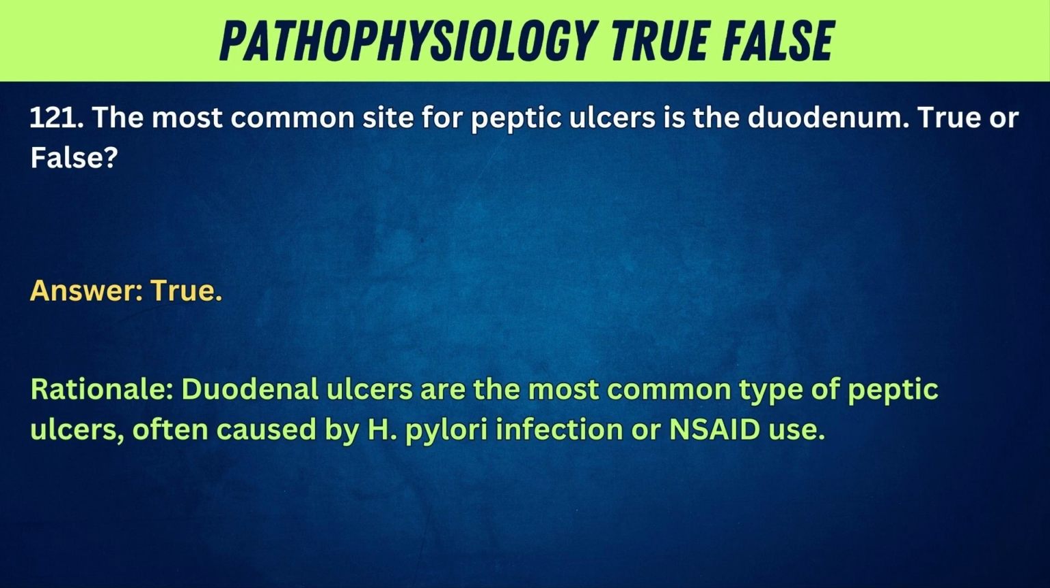121. The most common site for peptic ulcers is the duodenum. True or false? Answer: true. Rationale: duodenal ulcers are the most common type of peptic ulcers, often caused by H. pylori infection or NSAID use.